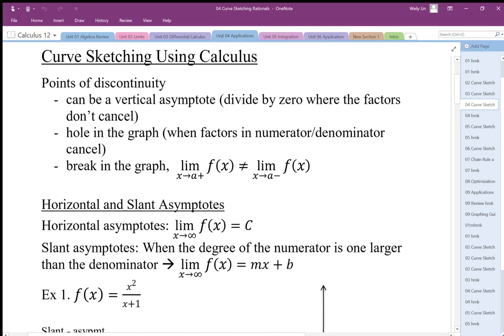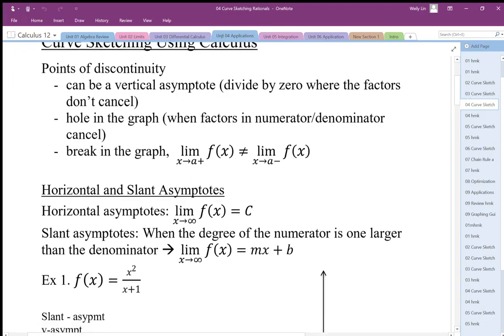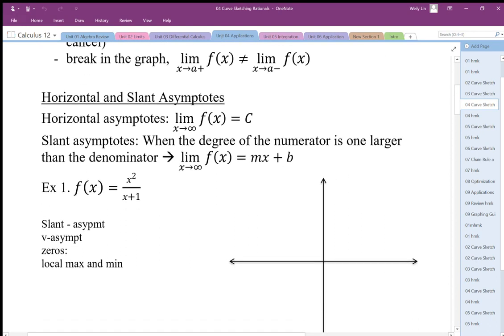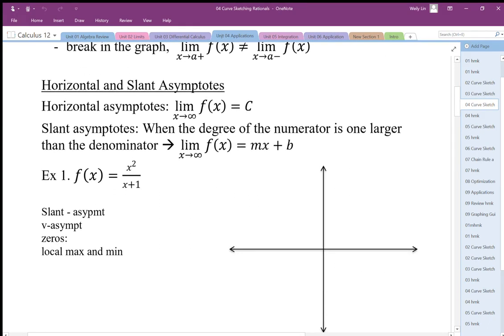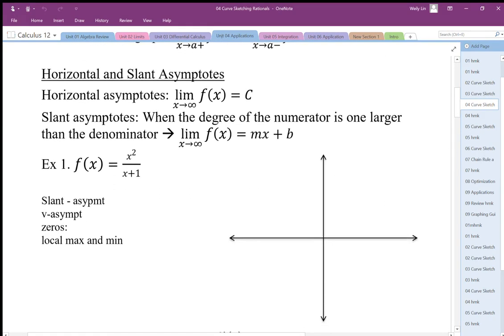There are more things, but those are something I want to highlight at the beginning here. So let's take a look at horizontal and slant asymptotes again. Horizontal and slant asymptotes are essentially endpoint behavior. They're what's happening as we let x get really, really big.